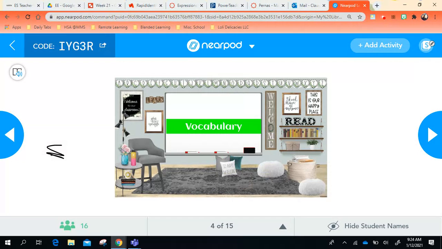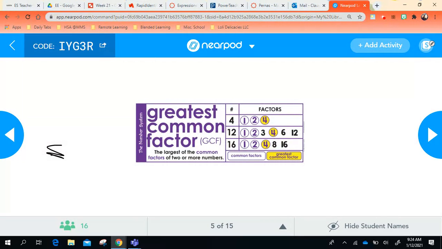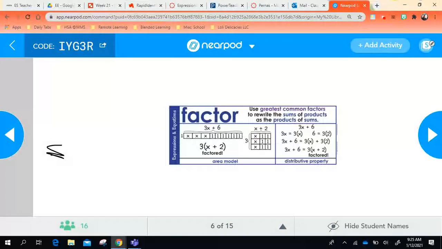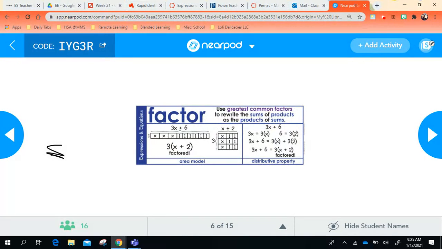Okay, so let's look at some vocabulary. We looked at greatest common factor yesterday. We are going to be using greatest common factor today. I'm going to go through that first example where I show you exactly what I mean by how we're going to use it. Factor: you use the greatest common factors to rewrite the sums of products as the products of sums. And I will explain that a little bit better in a minute.